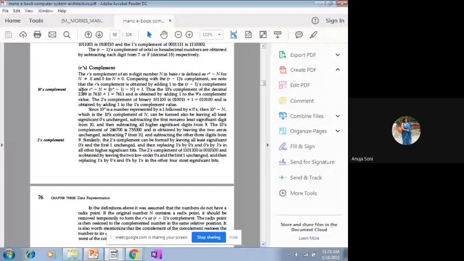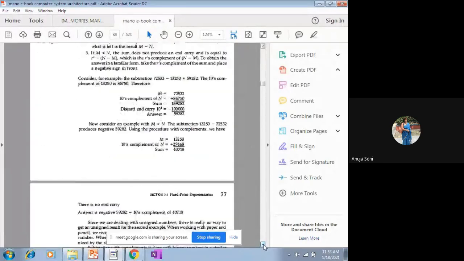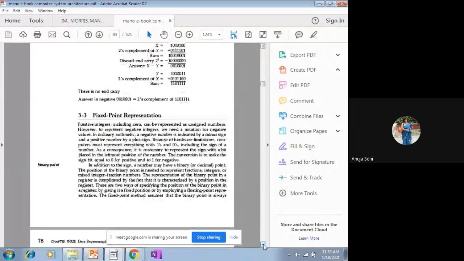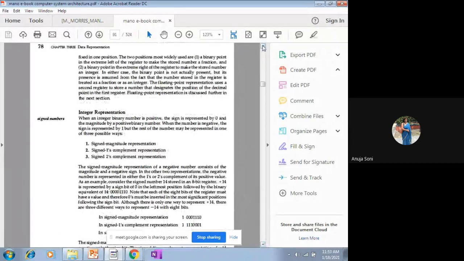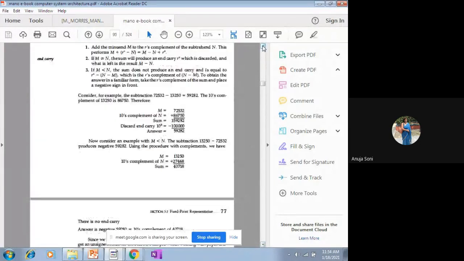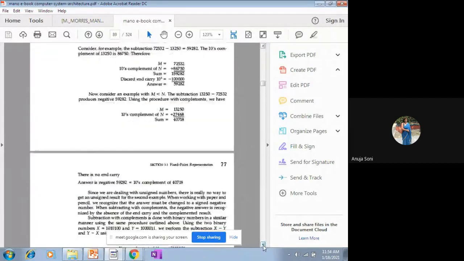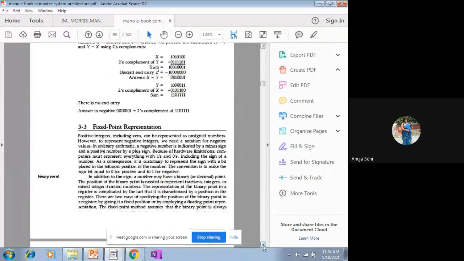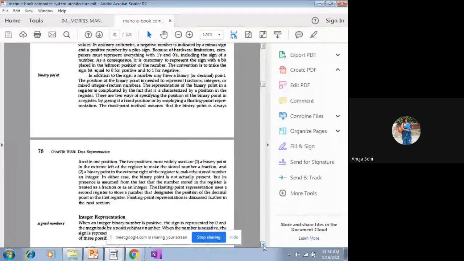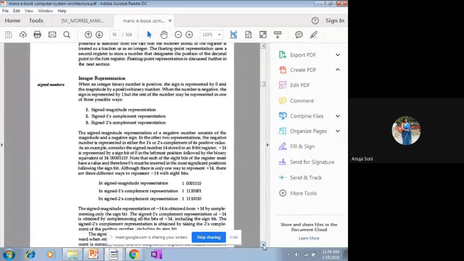Yes, now ultimately we start talking about subtraction as well, subtraction of unsigned numbers. But prior to that, I would like to discuss this fixed point representation.